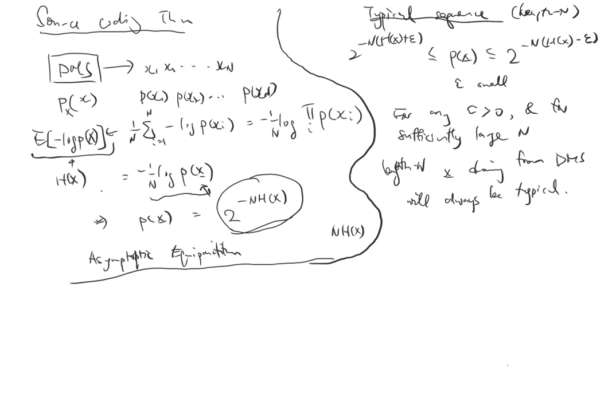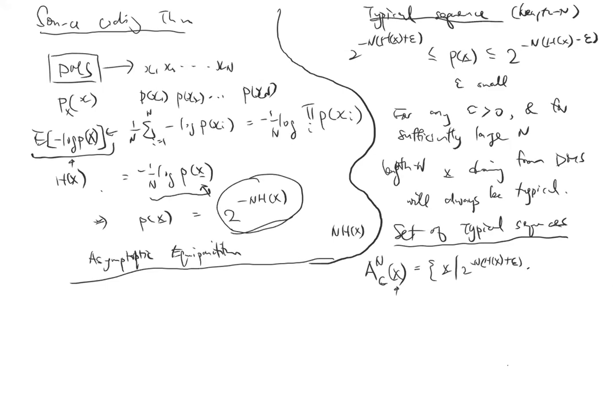So then we have the definition of the typical sequence. We can also define the set of typical sequences. This set we will denote by A_epsilon^(n)(X). So we say that for the distribution p(x), with this epsilon and this n, it is precisely defined as the set of all these typical sequences. So it's just the set of x such that 2 to the minus n(H(X) plus epsilon) is less than p(x), and p(x) is less than 2 to the minus n(H(X) minus epsilon).